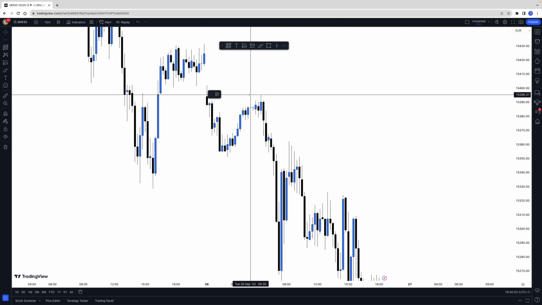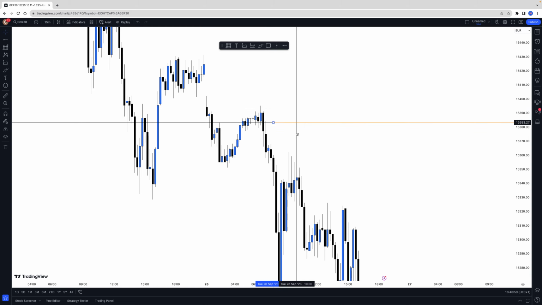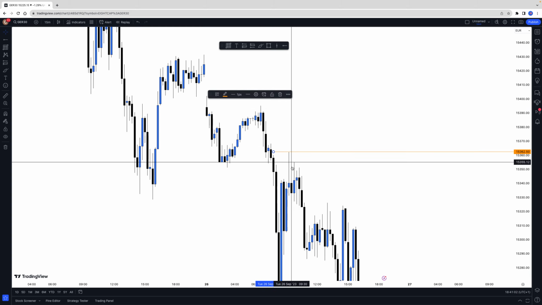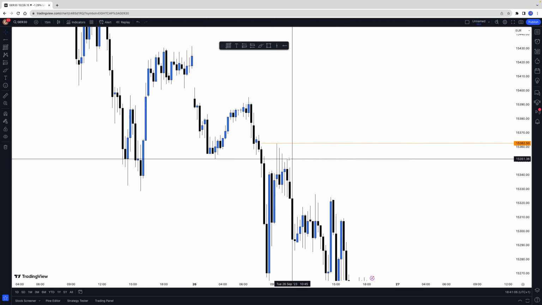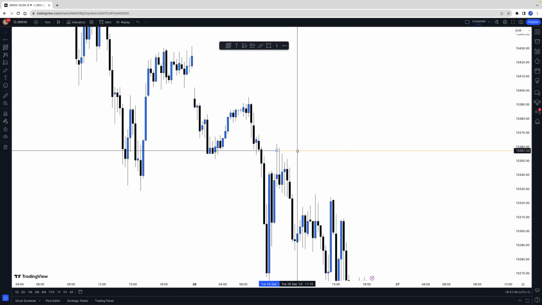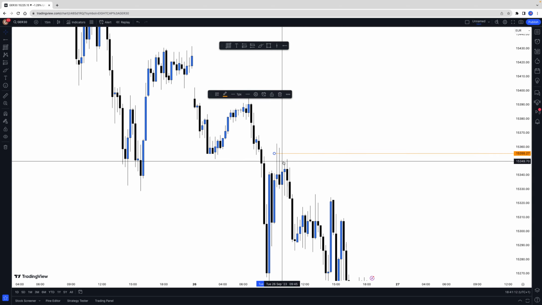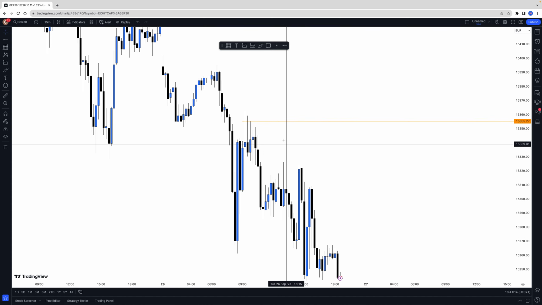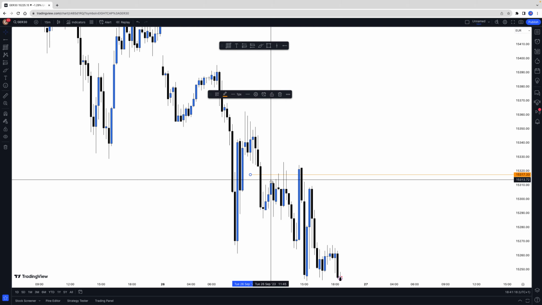So blue candle up, blue candle up, black candle down. This is your high. Blue candle up, black candle down. This is your high. Do we form another one? Yep. Right here. Blue candle up, black candle down. That's your high. Blue candle up, black candle down.